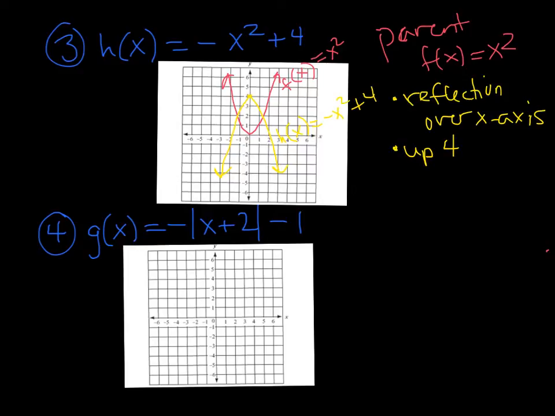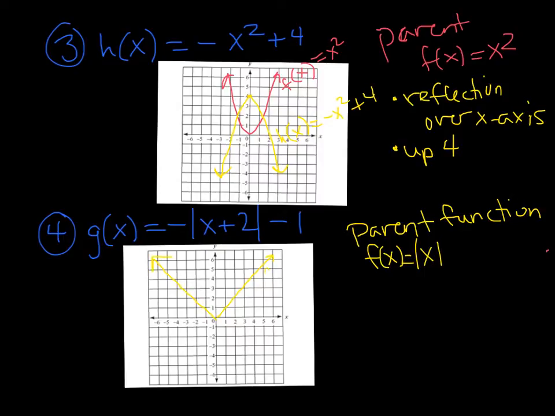So there's several things going on here. And actually the next problem, we have even more going on. So for number 4, your parent function is going to be f of x equals absolute value of x. If you want, you can draw that. By the way, you don't need to draw these parent functions every time. I'm just drawing them so that you can see what's happening.